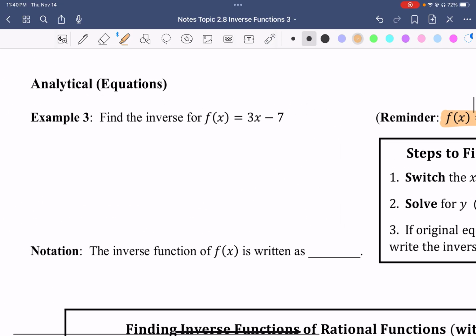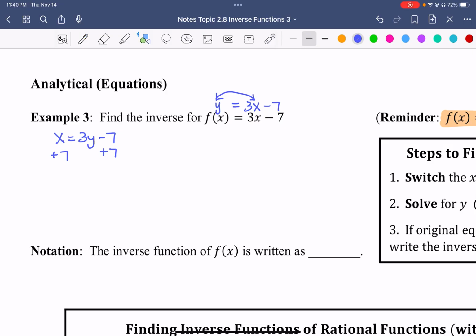So example 3 says find the inverse for f of x equals 3x minus 7. Okay, so just remember that f of x is the same thing as y. So if you want to, you can rewrite this as y equals 3x minus 7. But the first step is to switch your x and y values. So I'm first going to write x equals 3y minus 7.